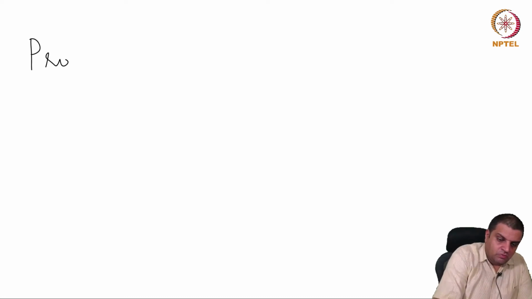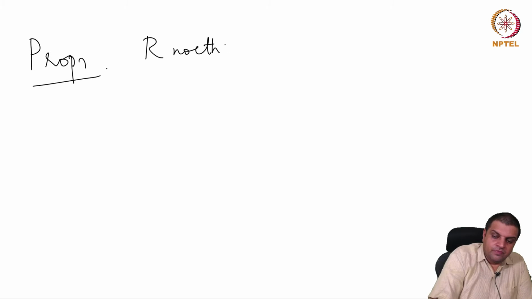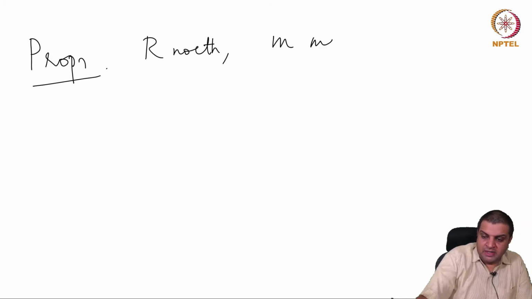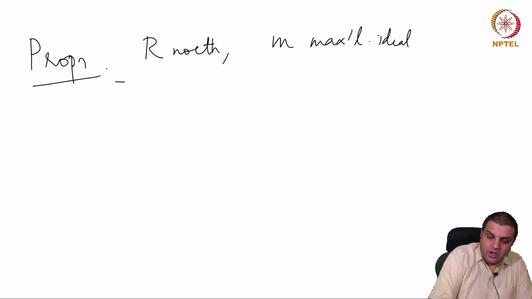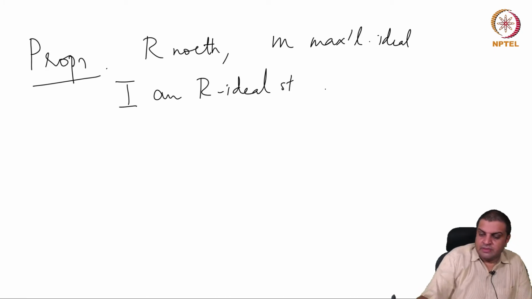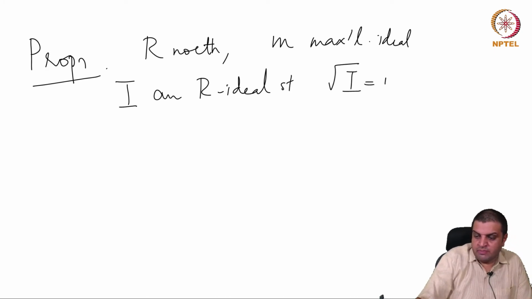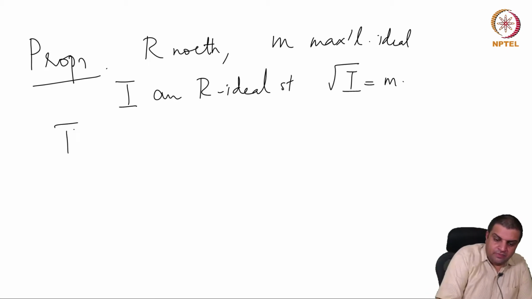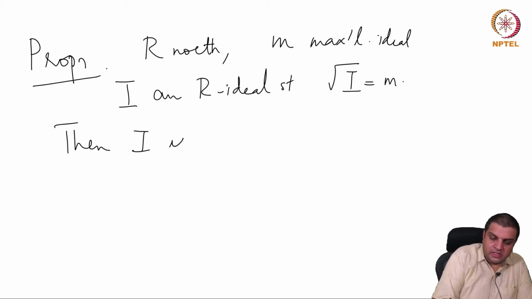However, we have the following proposition: let R be Noetherian, M a maximal ideal, not necessarily the unique maximal ideal, and I an ideal of R such that the radical of I is M. Then I is M-primary.